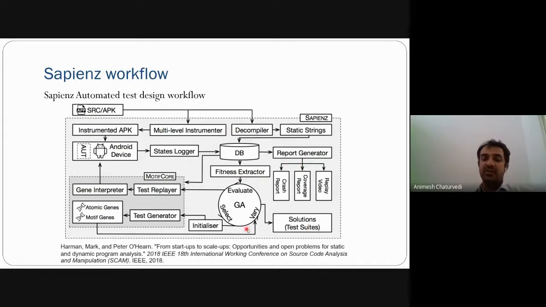And when it executes the test cases, reports are generated. With these reports, you can replay the video of how the execution of testing was done. You can see the coverage report. You can see what crashes happened because of these test cases. Then the ultimate purpose of all these things is to generate test suites.